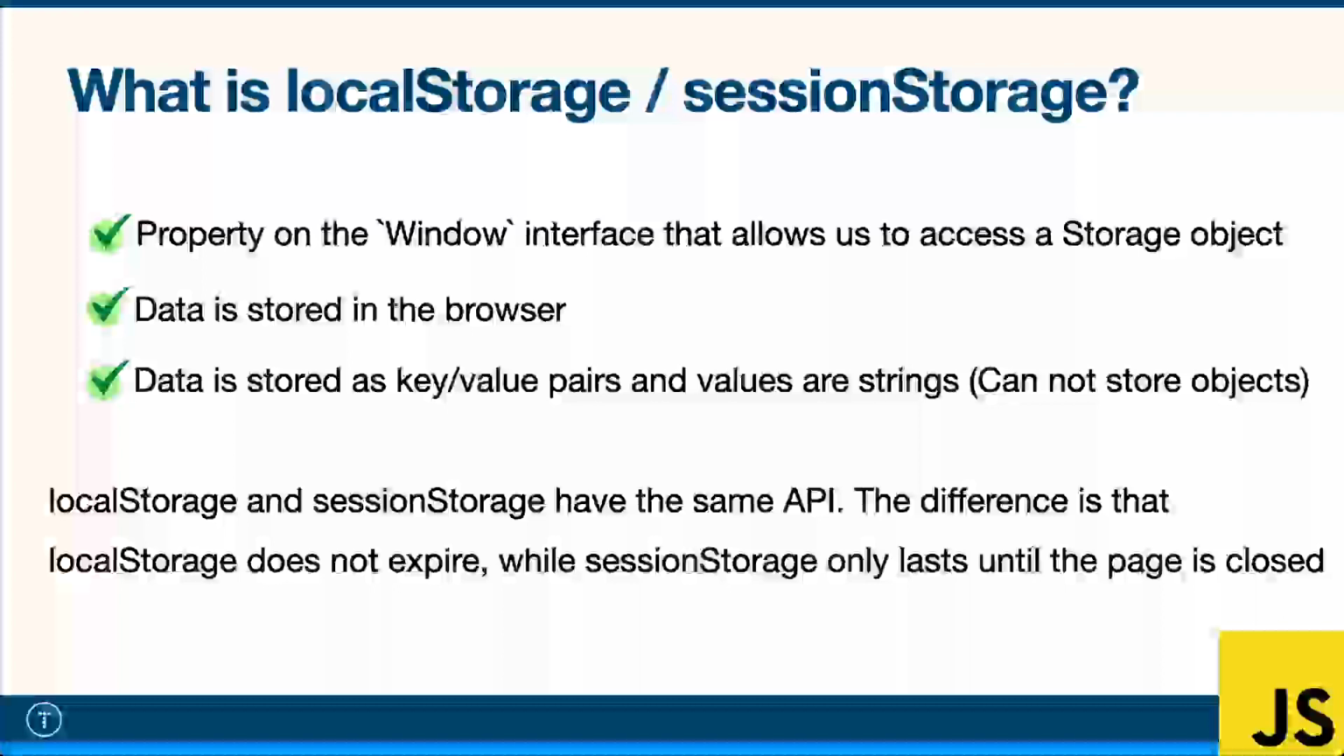Okay. Now, the data is stored as key value pairs, and the values that are stored have to be strings. You can't store pure JavaScript objects. What we can do is stringify the objects, store them in local storage, and then when we need to use them, we pull them out, we parse them as an object. All right, I'll show you how to do that.